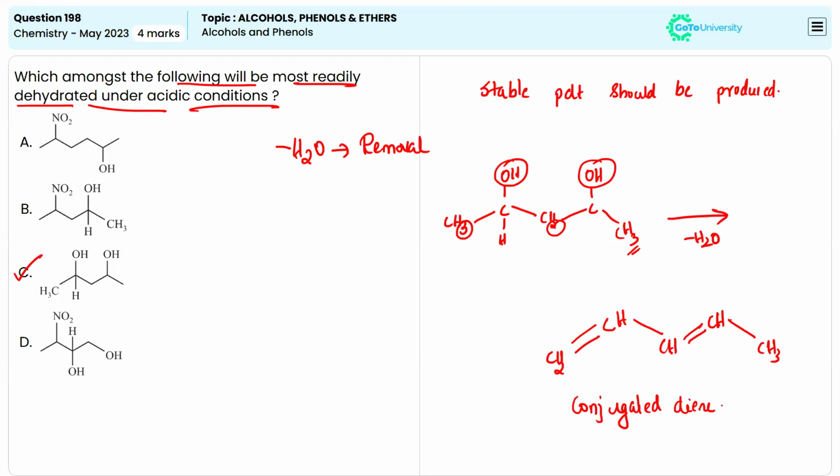Conjugated diene will be produced. Fine, so this is producing the conjugated diene. It means this is the product. This is the one which is undergoing the reaction readily. So option C is correct.